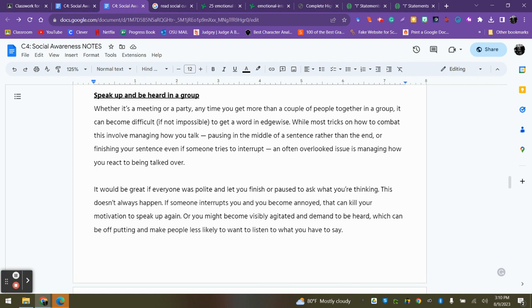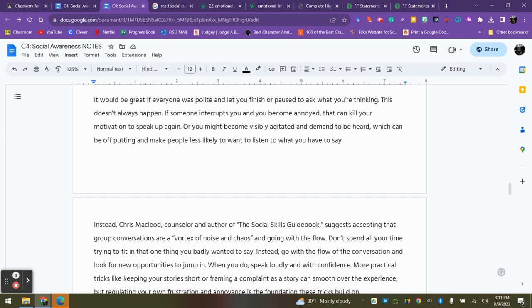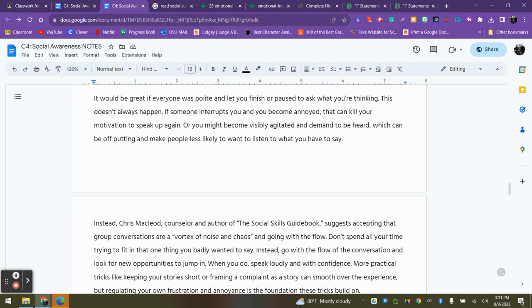While most tricks on how to combat this involve managing how you talk, pausing in the middle of a sentence rather than the end, or finishing your sentence even as someone tries to interrupt, an often overlooked issue is managing how you react to being talked over. It would be great if everyone was polite and let you finish or paused to ask what you were thinking.